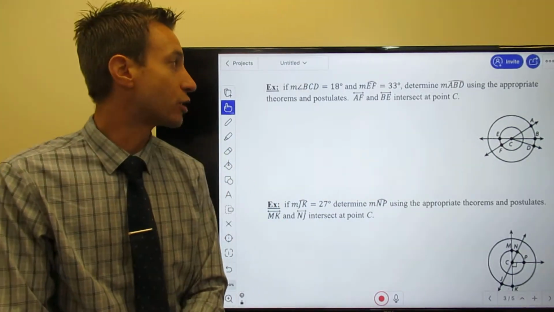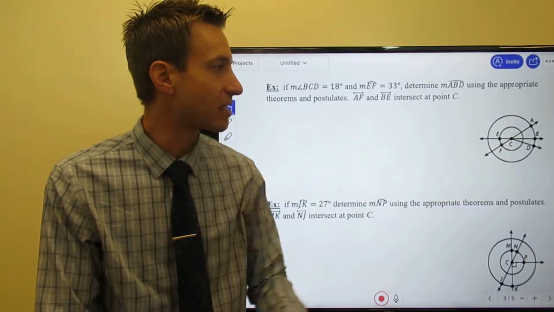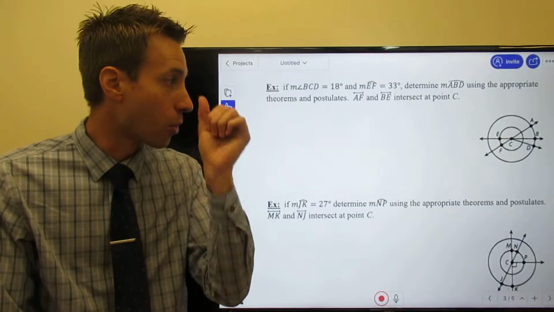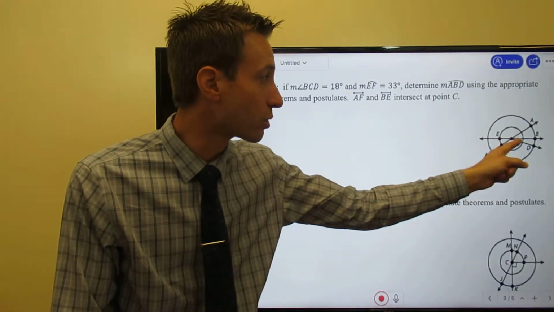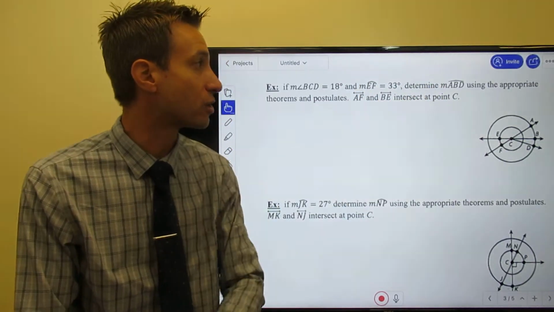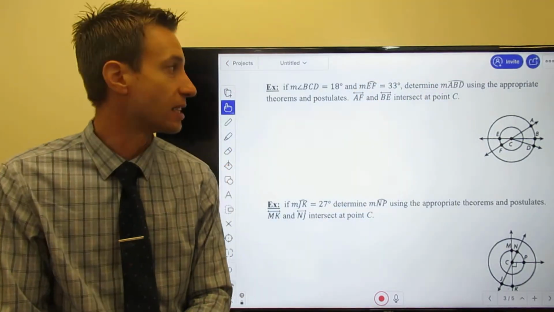Alright, here's the way that these are going to work. I have given you a nice little diagram. Please notice that there are circles. We've got a whole bunch of stuff going on in here. I have several central angles. I even give you some information about some arcs. So let's see what we've got.